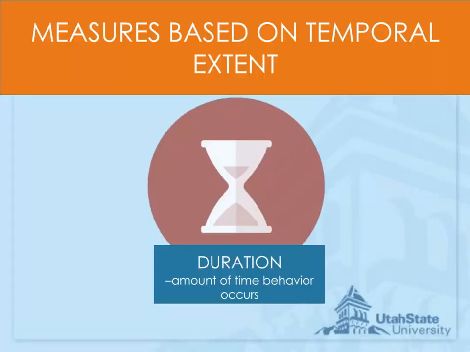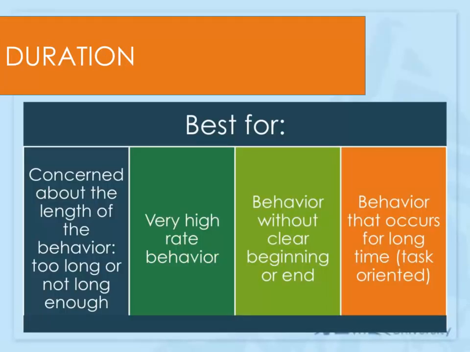Next up are the measures that are based on temporal extent. For our purposes, there is only one behavior measure that we are going to talk about, and that is the duration of behavior, or how long a behavior lasts. A duration measure is best used when our objective is to make behavior shorter or longer. So maybe you want to increase the amount of time that a student spends on task in school without getting distracted. On the other hand, maybe we want to reduce the amount of time that it takes a student to complete a task or worksheet.